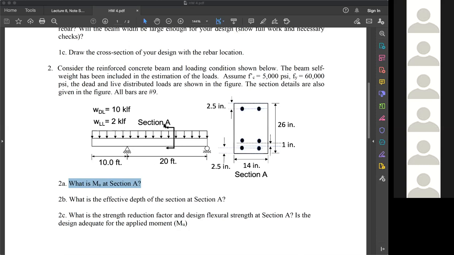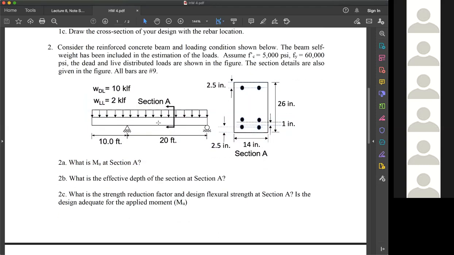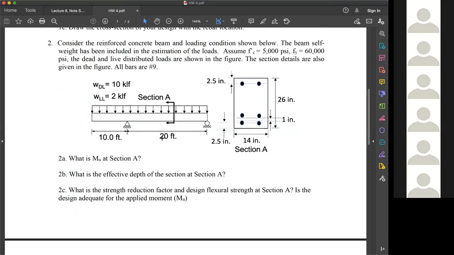So here at section A, is it negative or positive? Positive, exactly. So you need to draw the moment diagram in the sections first. Okay, moment diagram in the sections, right? So this is the first one.